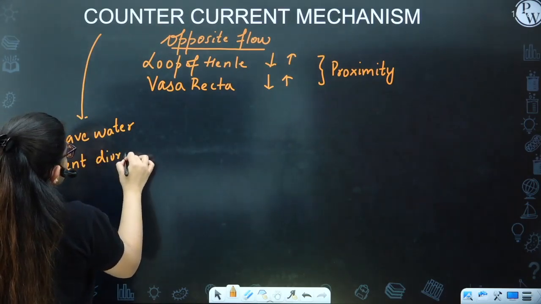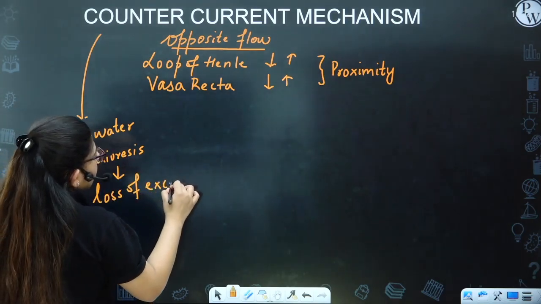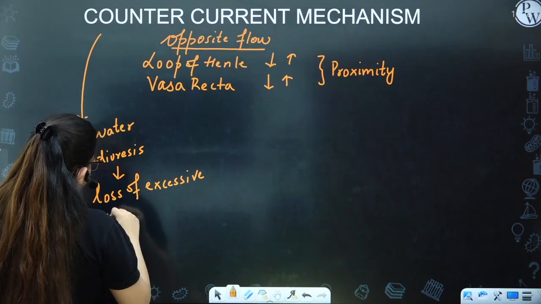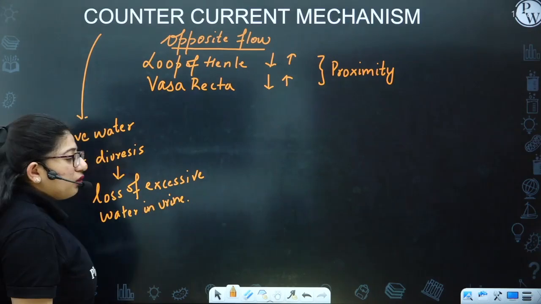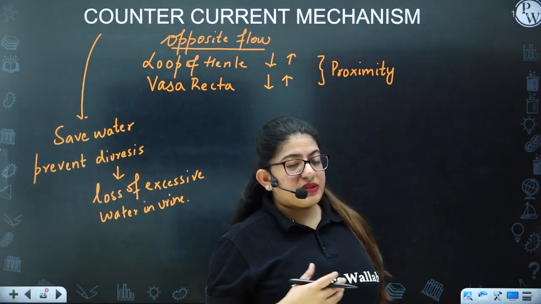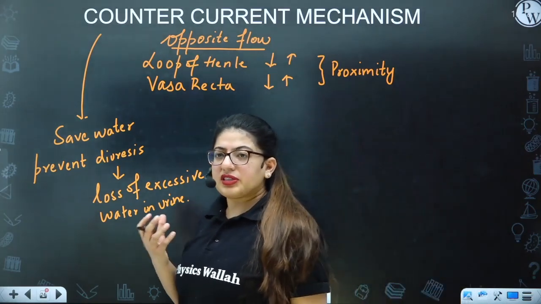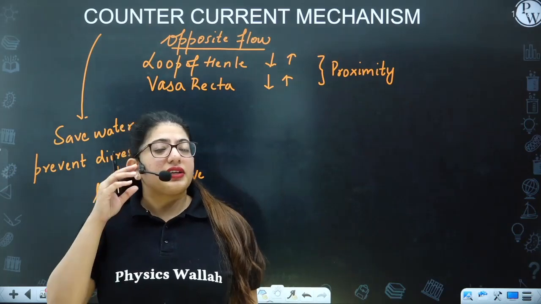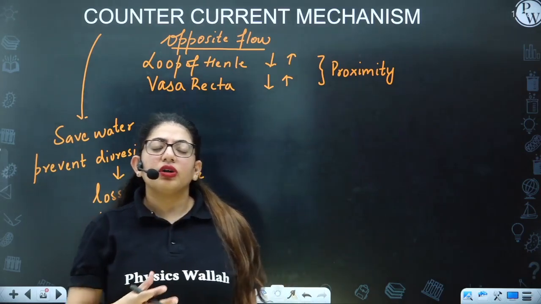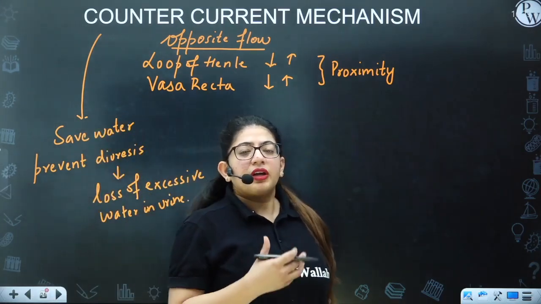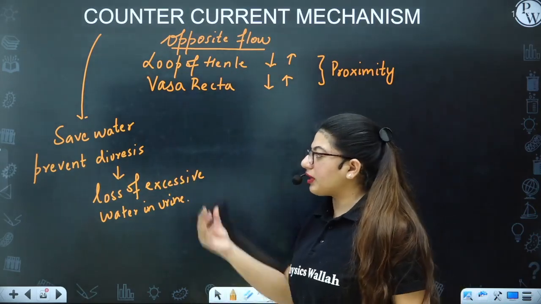What is diuresis? Loss of excessive water in urine. You face diuresis at some places when you have something like a coffee or alcohol. When you consume all these things, this leads to diuresis. That is, they will actually do a thing in your body where your urine is more diluted. So formation of more dilute urine is known as basically diuresis.